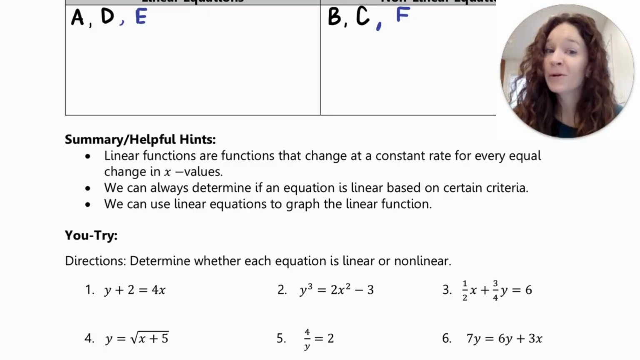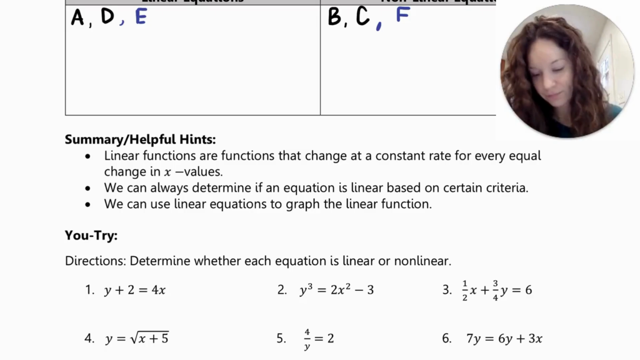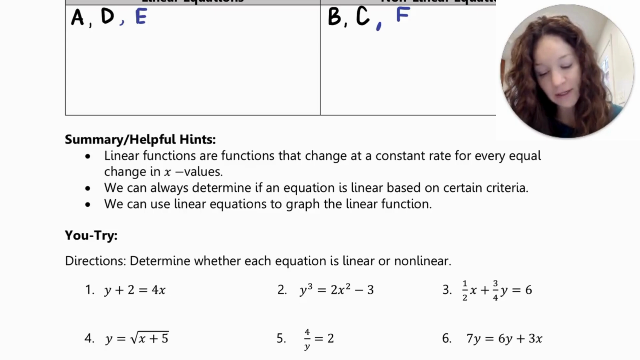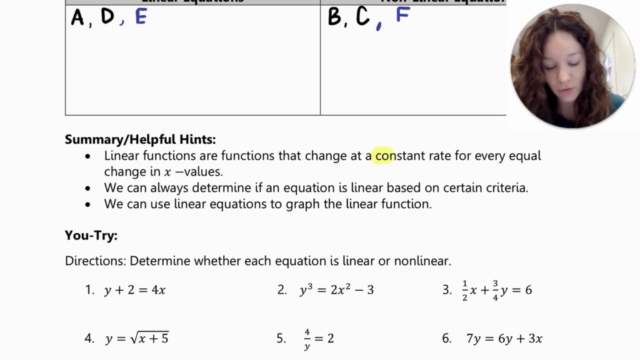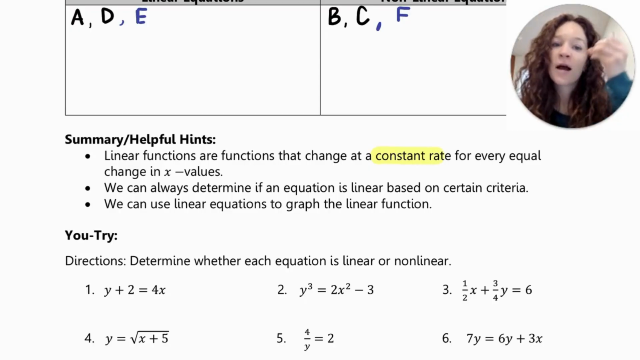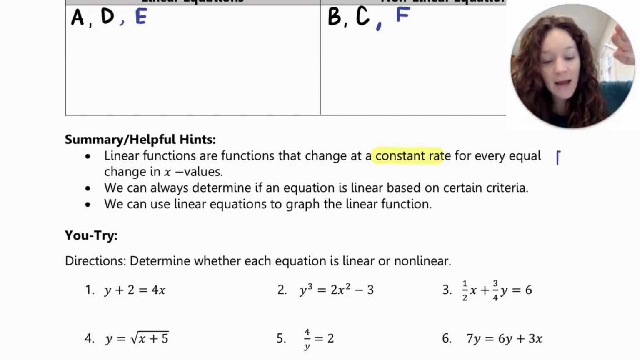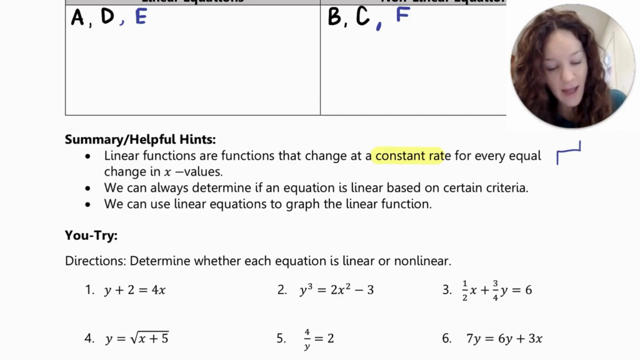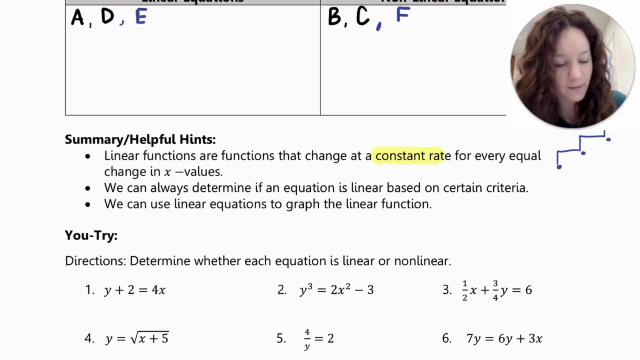So we had 3 that were linear and 3 that were nonlinear. So as we wrap this up, just a little summary here. Linear functions are functions that change at a constant rate. And that constant rate, that constant change, is what makes that a nice straight line. You're saying, okay, as I change in y, my change in x stays the same. And that's what forms that nice straight line through all of those points, which we're going to see in a little bit.